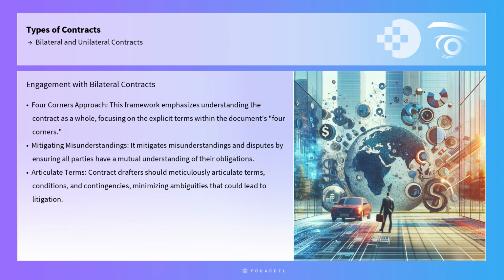To effectively engage with these contracts, professionals can employ several practical tools and frameworks. For bilateral contracts, the four corners approach is instrumental. This framework emphasizes understanding the contract as a whole, focusing on the explicit terms within the document's four corners. This approach mitigates misunderstandings and disputes by ensuring all parties have a mutual understanding of their obligations. Contract drafters should meticulously articulate terms, conditions, and contingencies, minimizing ambiguities that could lead to litigation.